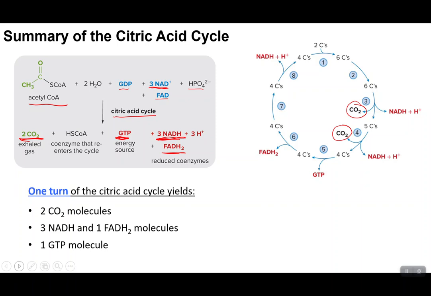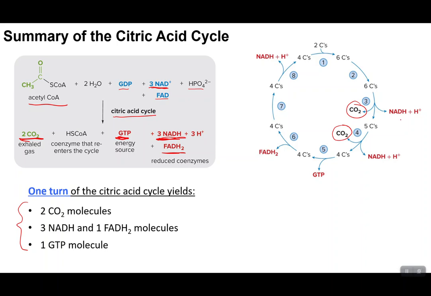So we can think of one turn in the citric acid cycle, meaning when we feed one acetyl-CoA molecule and do just one turn along these 8 reactions, one turn is going to produce 2 carbon dioxide molecules, 3 NADH molecules, 1 FADH2 molecule, and 1 GTP molecule. So it's going to be these that you're going to need to know in order to be able to do problems like the ones we're going to do next.